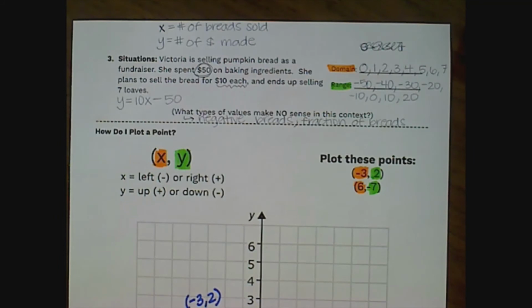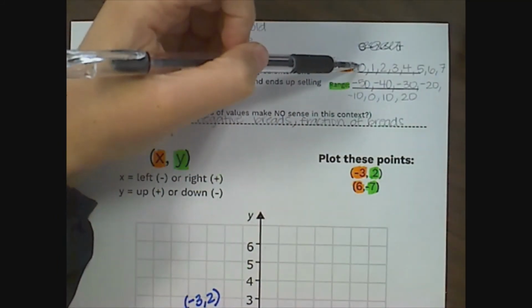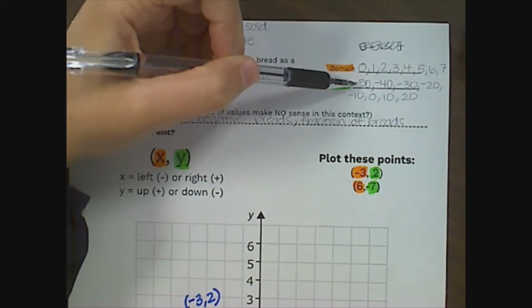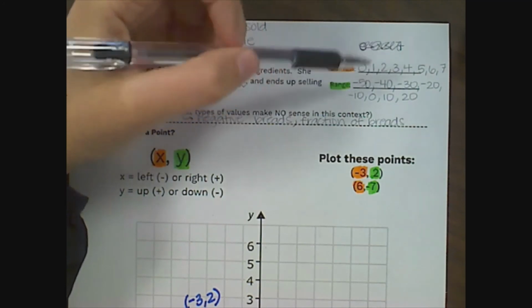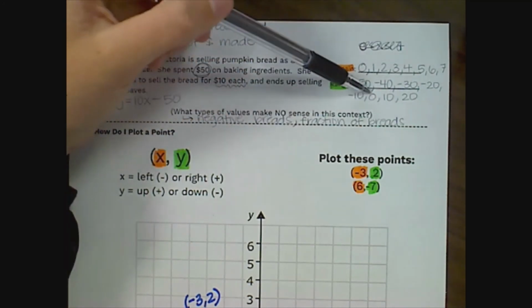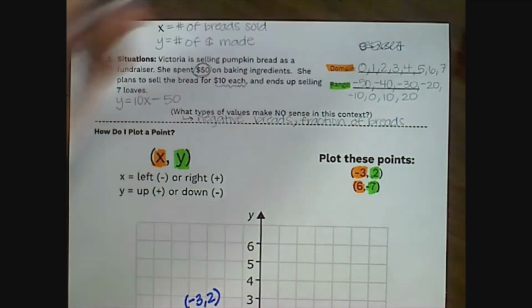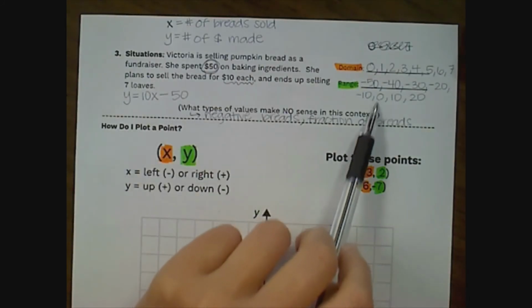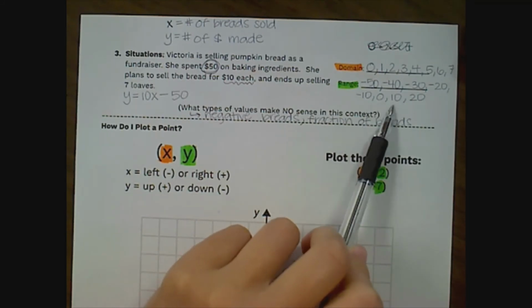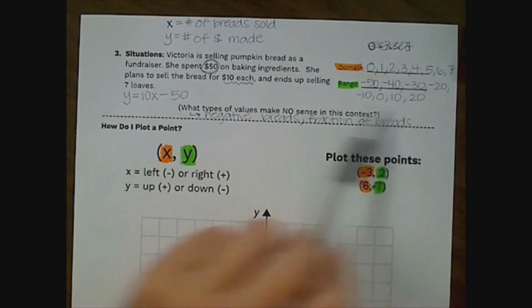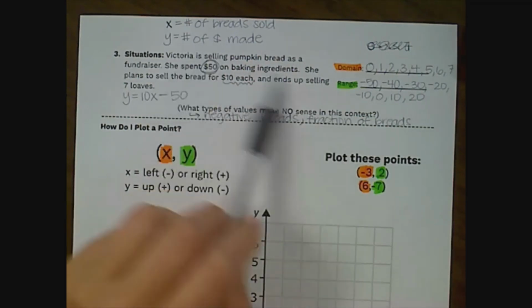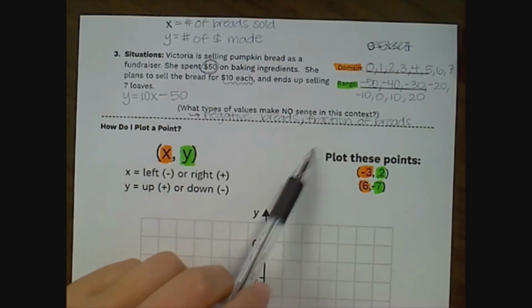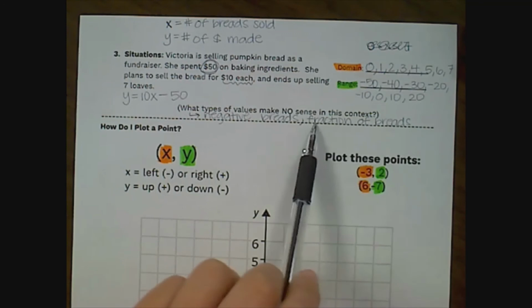All right, so here you can see that if she sold 0 loaves of bread, then she lost $50. And it's not until we get to 5 loaves of bread where you plug in 10 times 5 is 50 minus 50. This is the instance where we finally are not losing money, and the next instance we start making money. So situations are super special because sometimes, again, it doesn't make sense to have fractions of bread.